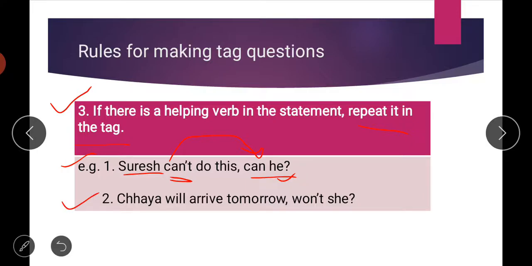Then the second is, Shaya will arrive tomorrow. Here the helping verb is will, and Shaya is the name of a girl. So you will use a negative tag first of all. Why? Because the statement is positive, Shaya will arrive tomorrow, there is no word not in the statement, which means it is a positive statement. So, Shaya will arrive tomorrow, won't she? Will not or won't is one and the same thing. You can write will not, or won't is the short form of will not.